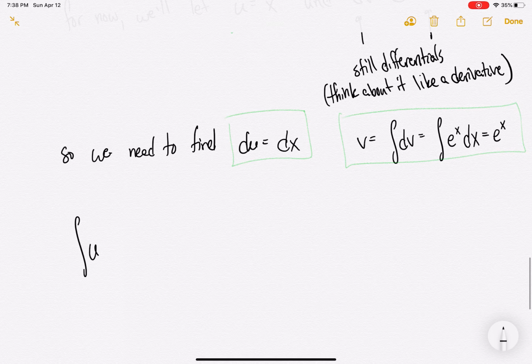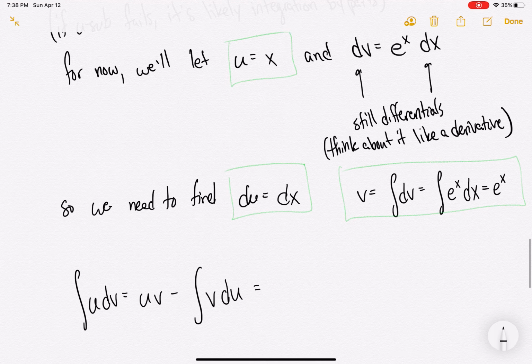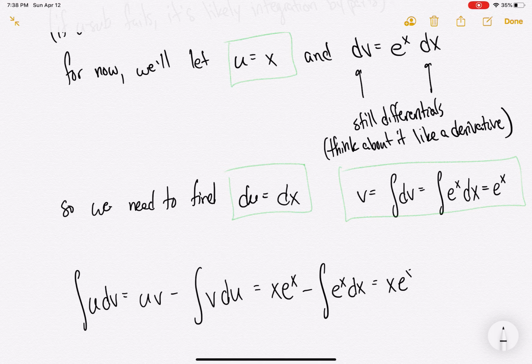So integral u dv equals uv minus integral v du. You're going to get that stuck in your head, I'm sure, even though we'll still have open notes for the next exam. Get that stuck in your head, uv minus v du, we just plug in the pieces. U is x, v is e to the x, minus integral, v is e to the x, du is dx, and so what do we come up with? x e to the x minus e to the x. There is your integral.